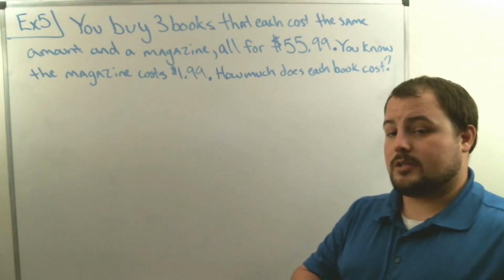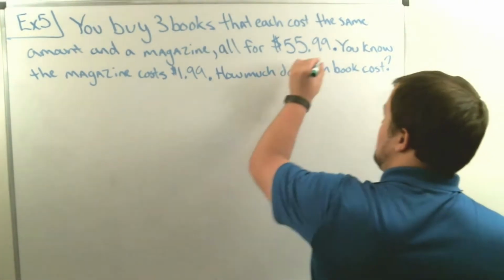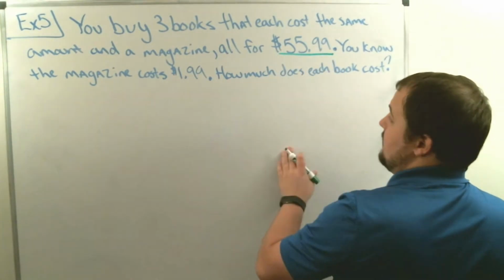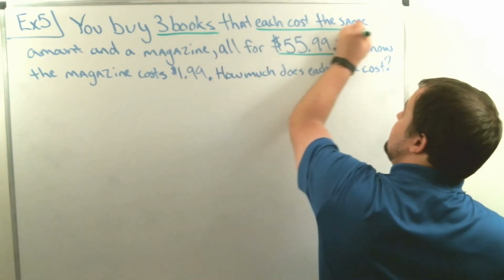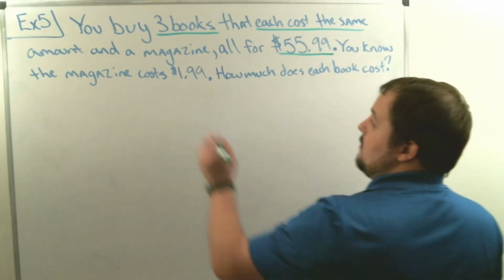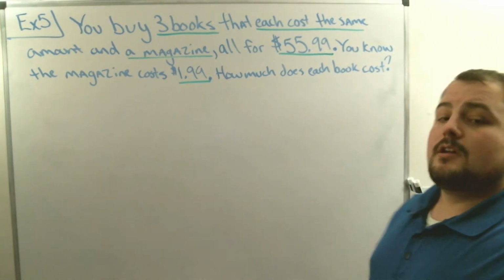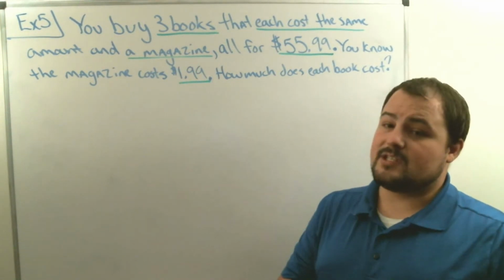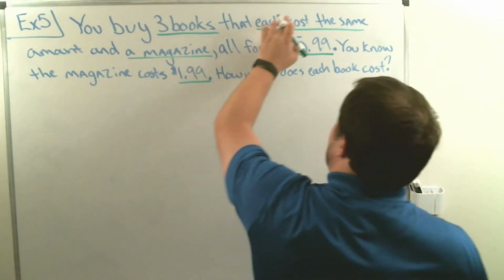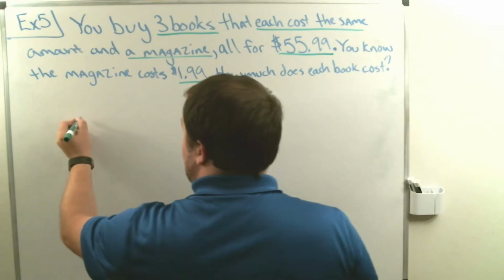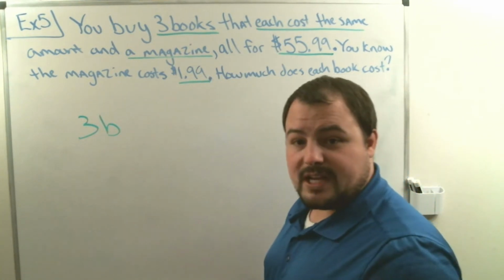So what we're going to do is set up an equation to figure out our solution. We do know the total. Our total is $55.99. We know we get 3 books, and they each cost the same. And we also know we get a magazine, and the magazine is $1.99. The stuff I've underlined in the problem is what we're going to use to write our equation. So we have 3 books that we don't know the cost of. So we're going to say 3b, because we got 3 books.